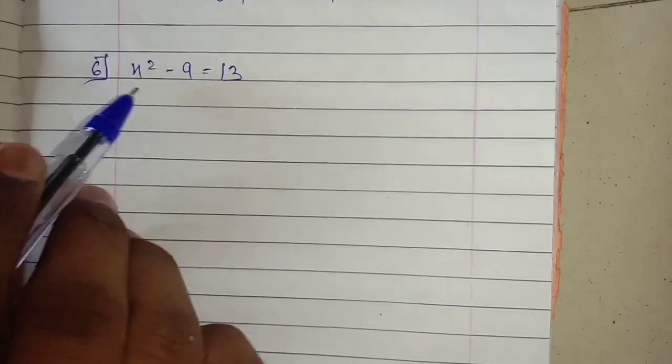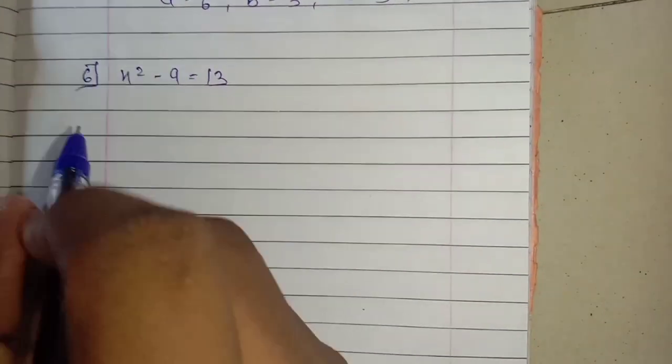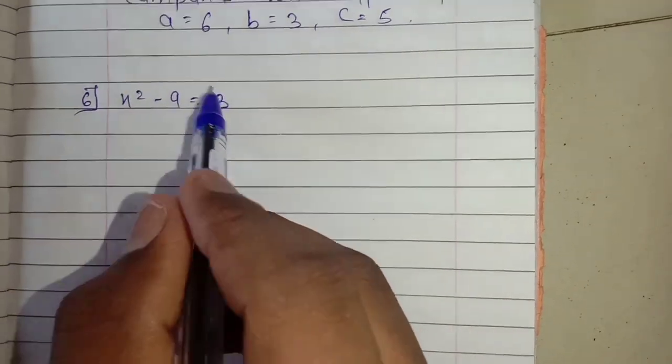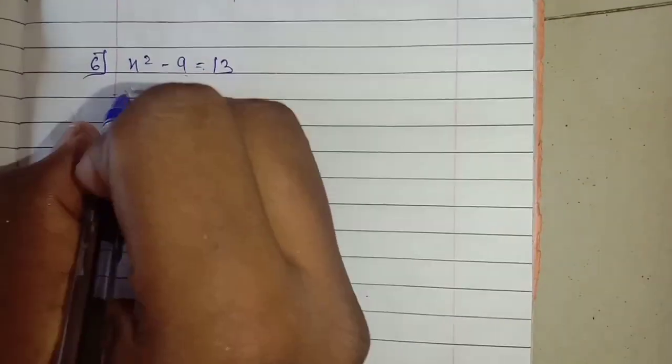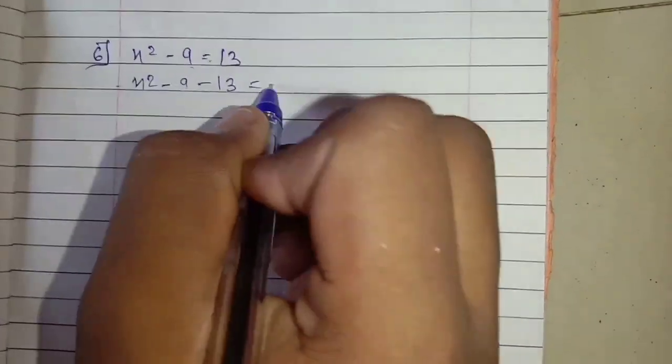Question number 6 is x square minus 9 is equal to 13. First we'll solve this. This is the plus 13. When it comes to this side it will become minus 13. So x square minus 9 minus 13 is equal to 0.